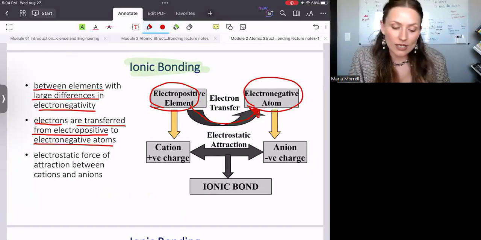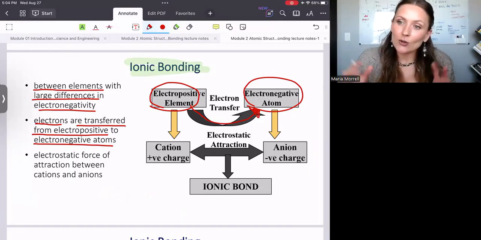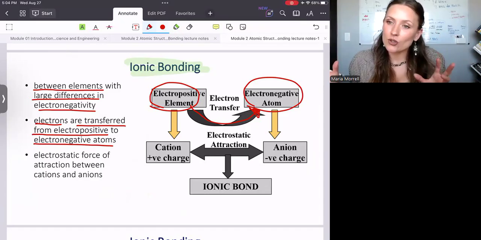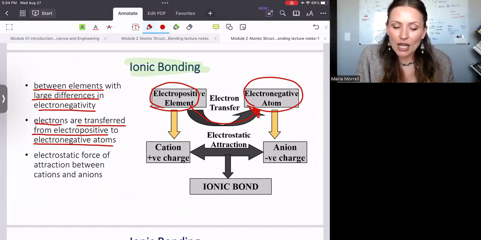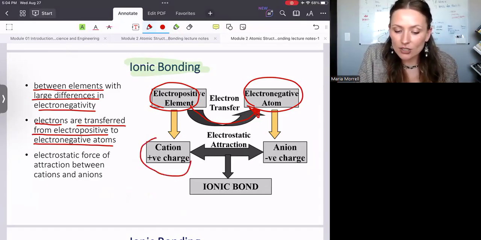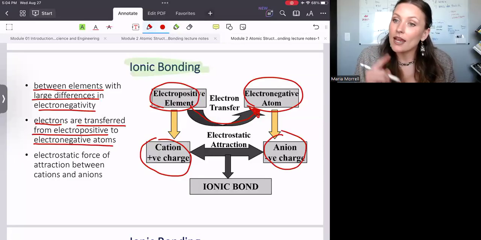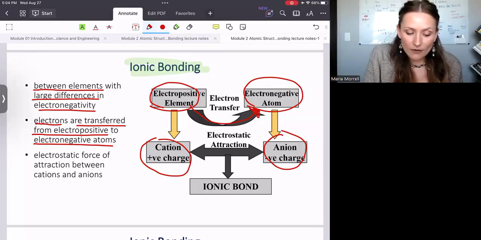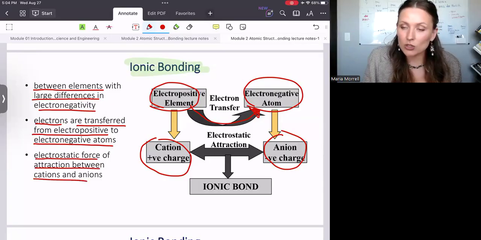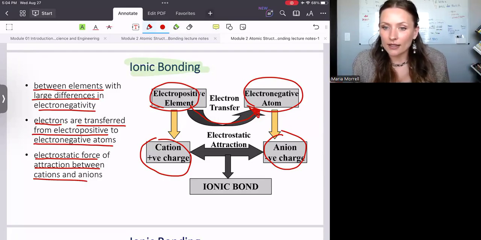Once that occurs, you don't have neutrally charged elements anymore, right? You're looking at a positively charged cation and a negatively charged anion, right? And whenever we have those, that means that there is going to be an electrostatic force of attraction between cation and anion, right?